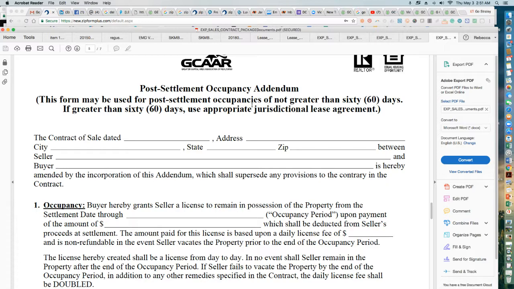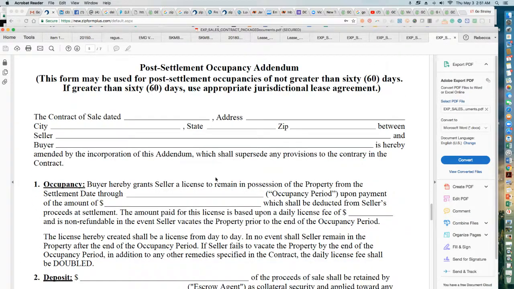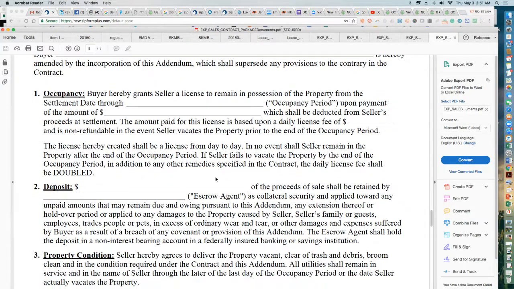So very simply, we address the parties. And then we're going to talk about the time and the money, the occupancy and the deposit. Make sure that all blanks are filled out. And if they do not apply, then just put an NA. Do not leave them blank.